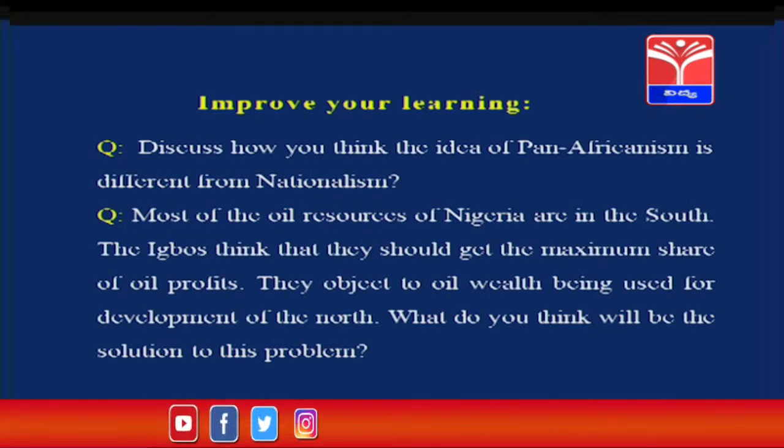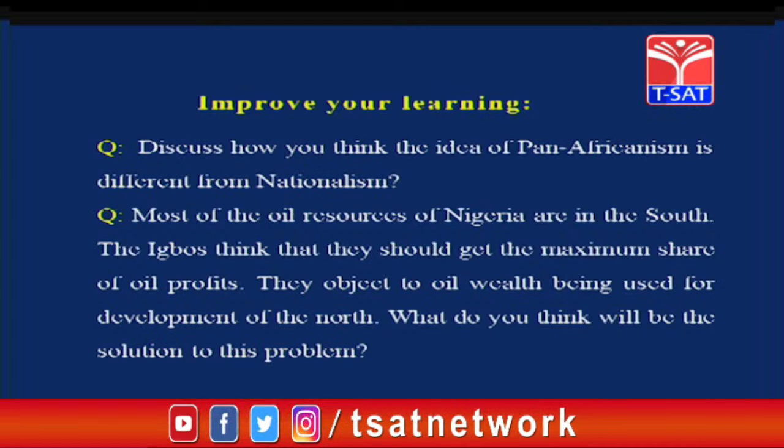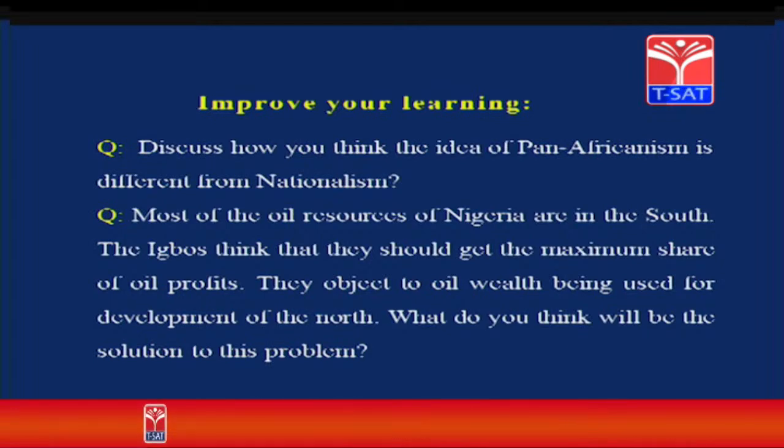First question: discuss how you think the idea of Pan-Africanism is different from nationalism. Children, in this chapter we learnt about Pan-Africanism. It is similar to nationalism, but both are not the same. So, you need to identify the similarities and differences of Pan-Africanism and nationalism.